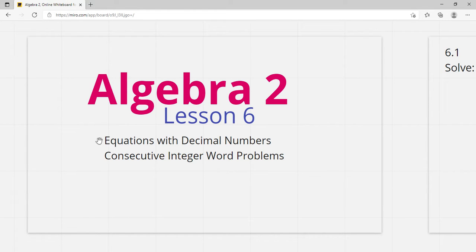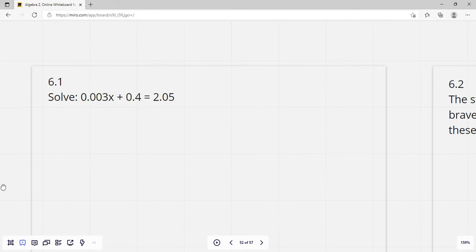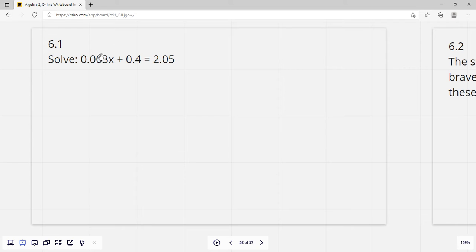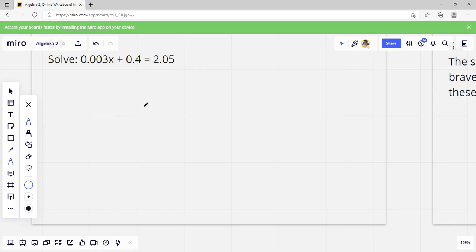Hi everybody, this is Algebra 2 Lesson 6, and this lesson covers equations with decimal numbers and consecutive integer word problems. Alright, so our first example is an equation with a decimal, and this is a really easy part of the lesson right here. We could solve this equation just like this, but what I want to do is try to get rid of these decimal numbers. If I multiply everything on both sides of the equation by the same amount, it doesn't change the equation.